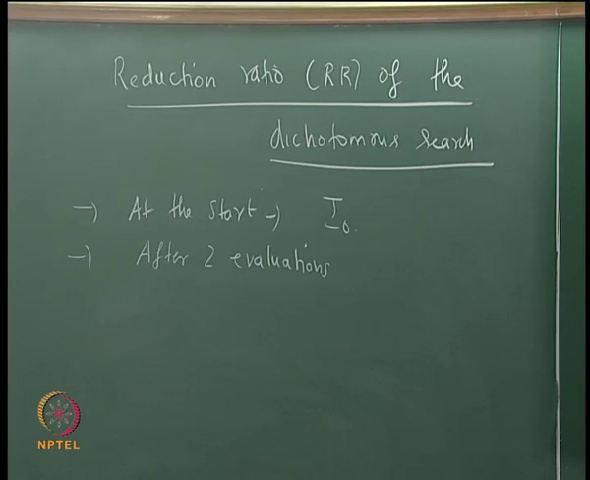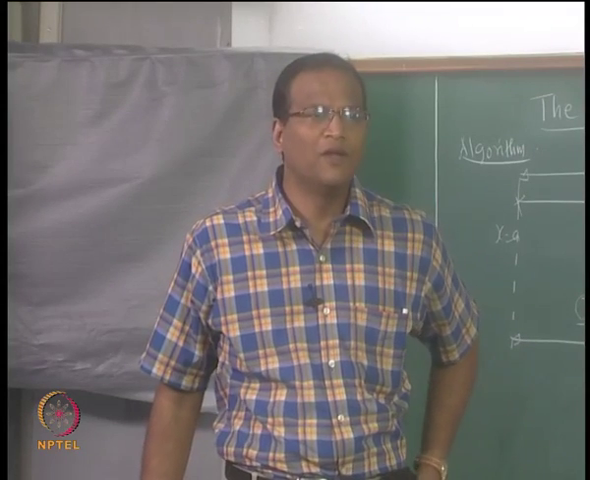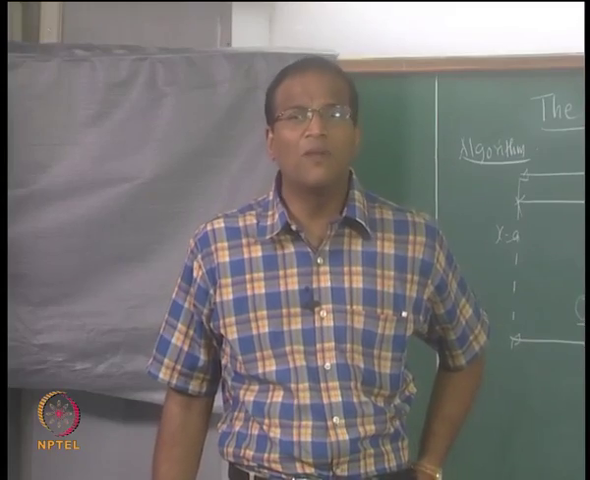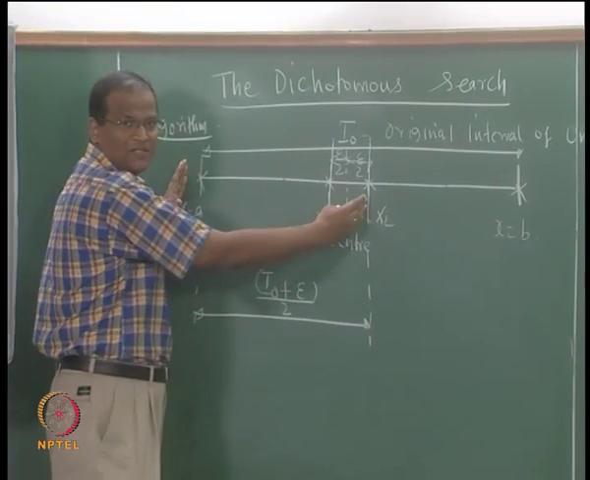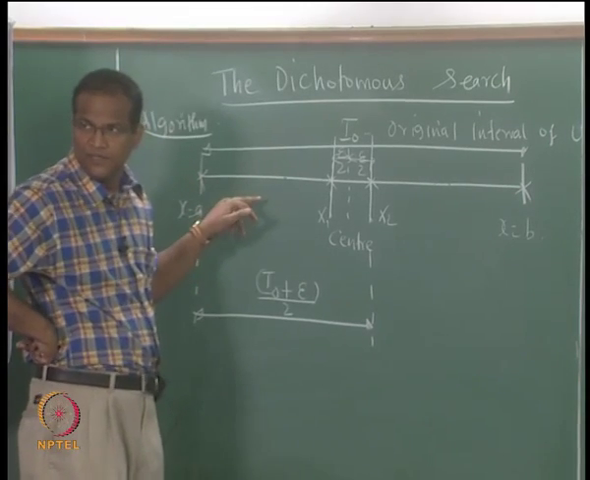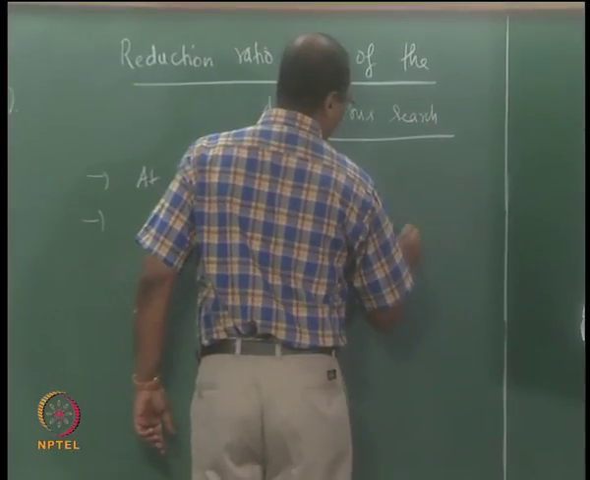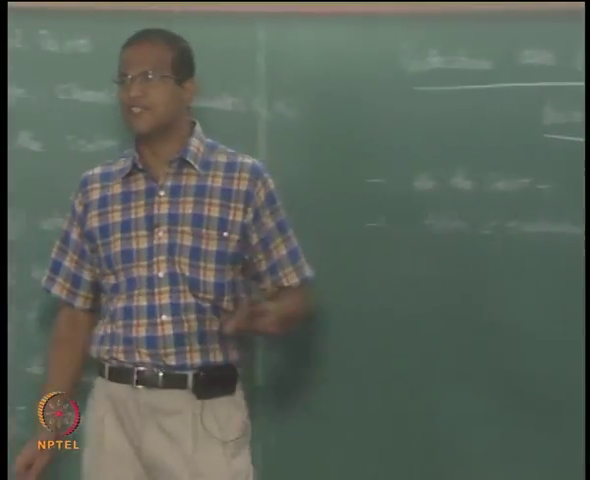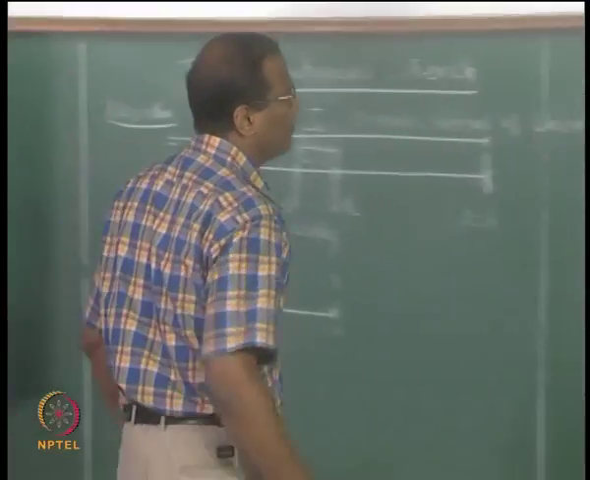After two evaluations, what is the new interval? After two evaluations, what is the new interval of uncertainty instead of I naught? I naught by 4. If you have to be precise, not I naught by 4, it is I naught plus epsilon by 2. Correct? The remaining interval will be this. What you are removing each time is I naught minus epsilon by 2. Is it clear? So you have to be alert. So after two evaluations, what remains is, okay, if epsilon is small, it is just I naught by 2, but after some time we will remove the epsilon. Now we will keep the epsilon. Now what is the reduction ratio for two evaluations?